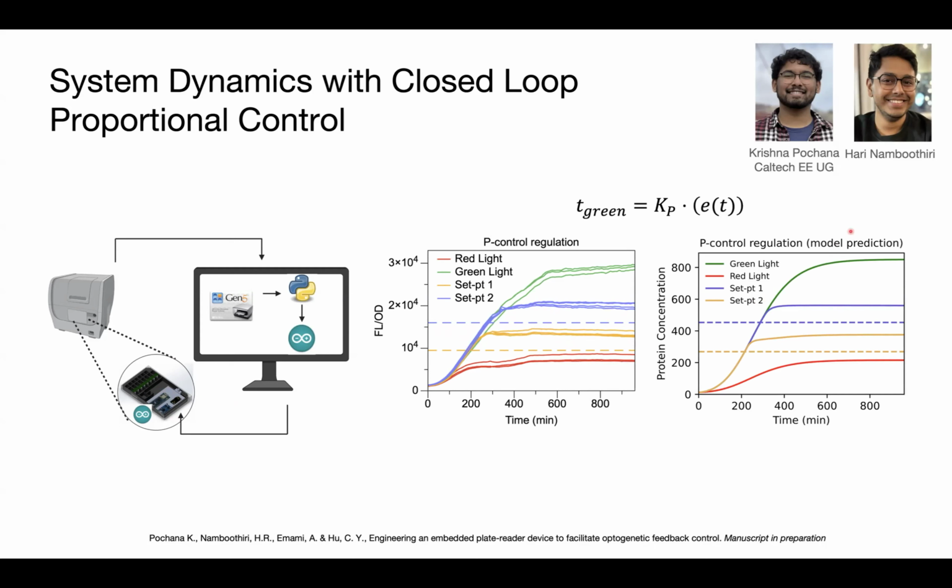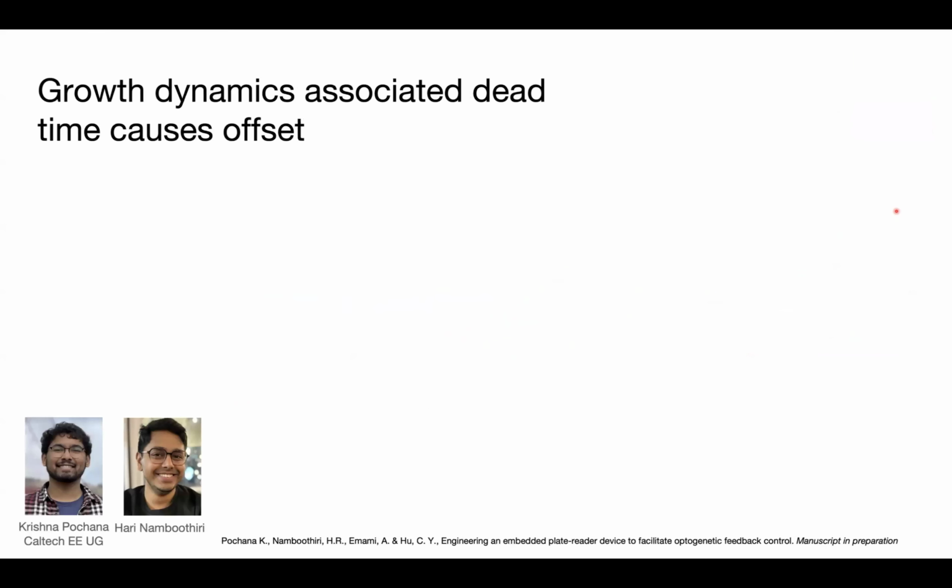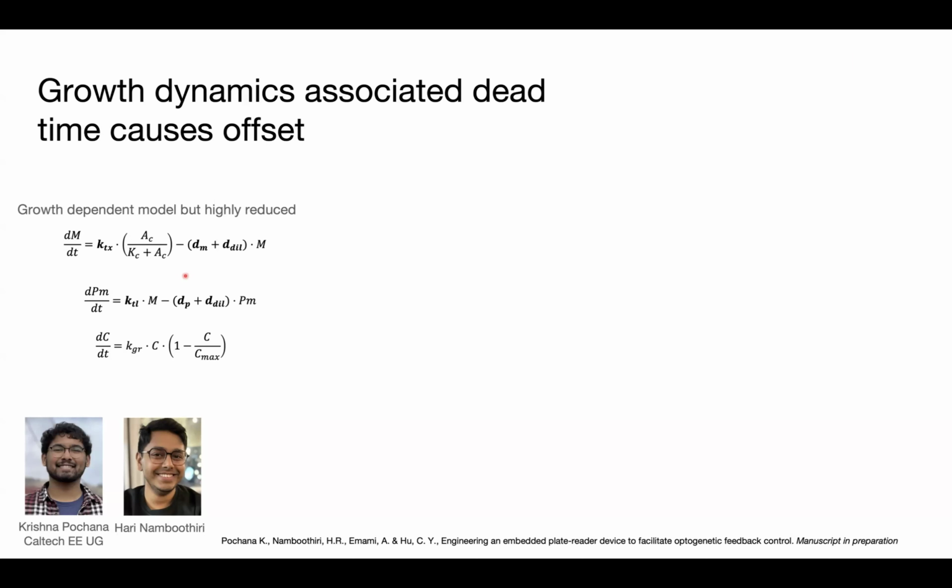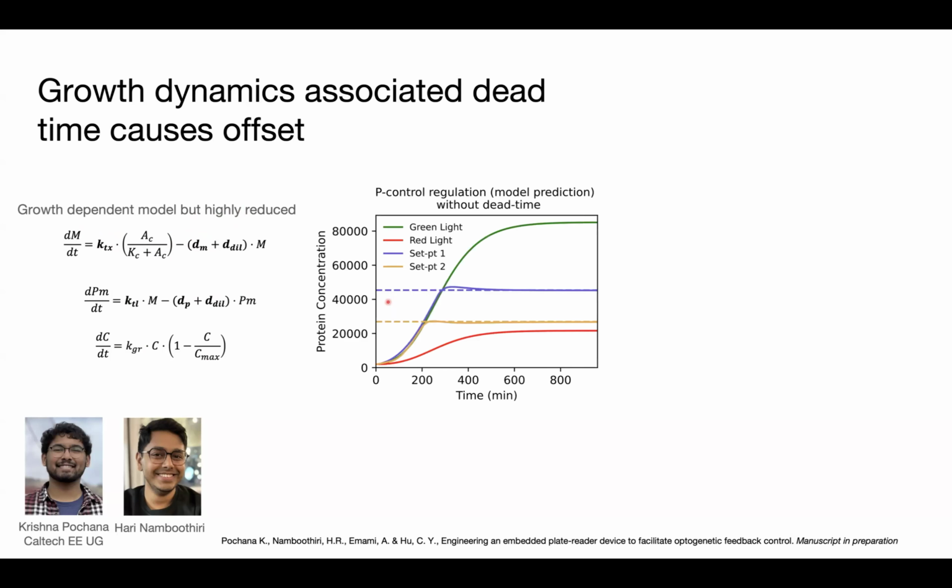If we just use our effective model to describe this process, we saw that this overshoot or offset is captured. And so we wanted to understand why that is. So we then used the highly reduced version, the three equations, but all of these parameters are still growth dependent, and we're able to simulate a system where there's no offset.